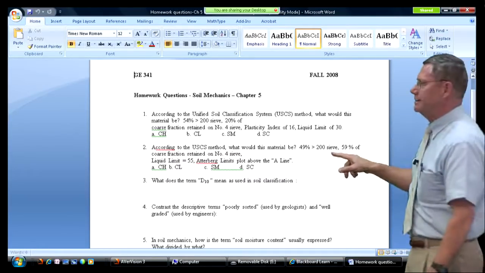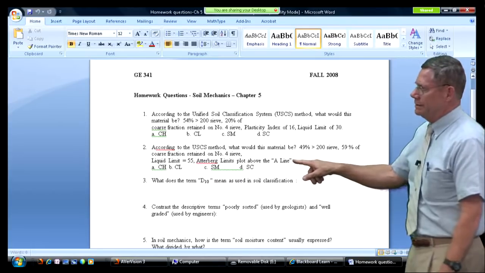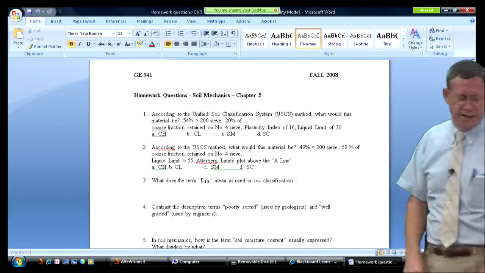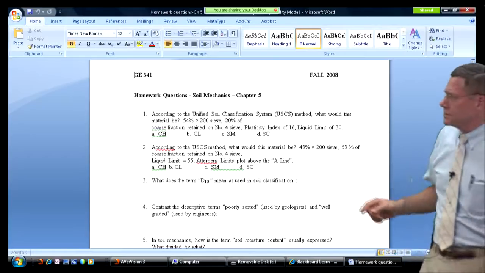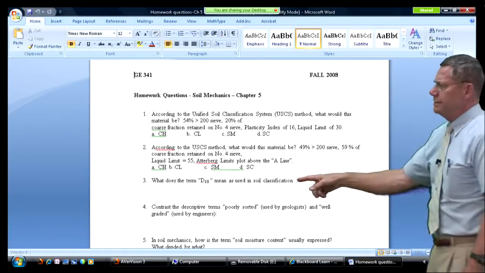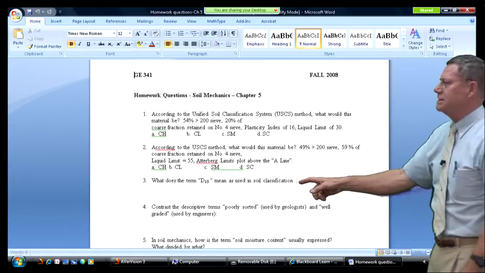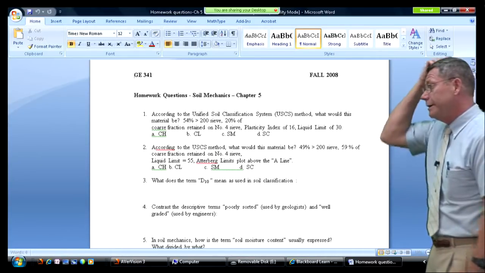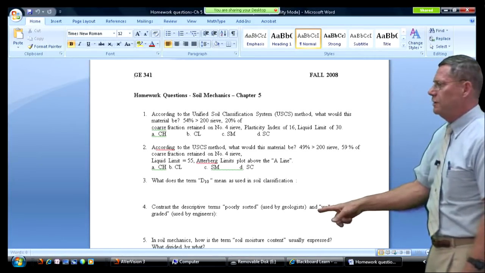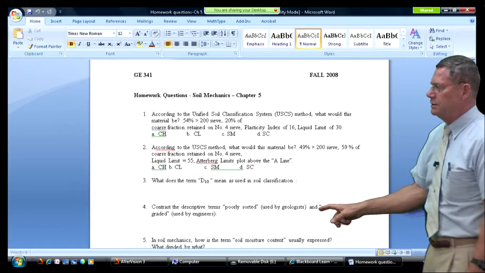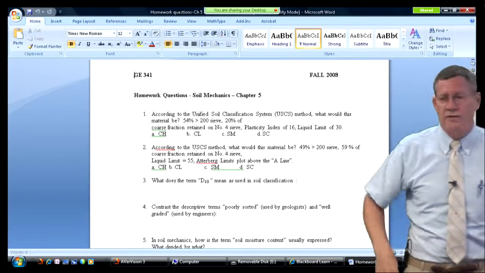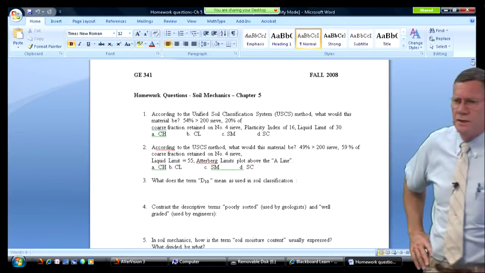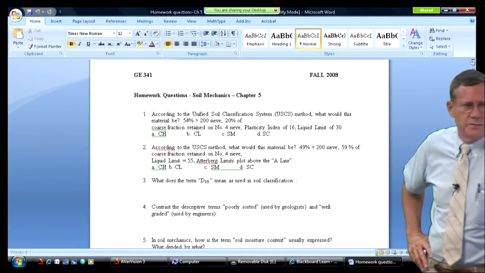And then you've got to know what the A line is. What is the A line? That's actually covered in that plasticity handout that I just told you about. And then know what the term D10 means: 10% finer than that size. That's a very important one to know. And then also realize that poorly sorted and well graded are the same thing. One's the parlance of geologists, the other one's the parlance of engineers.